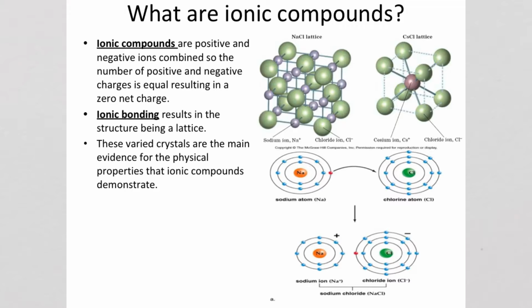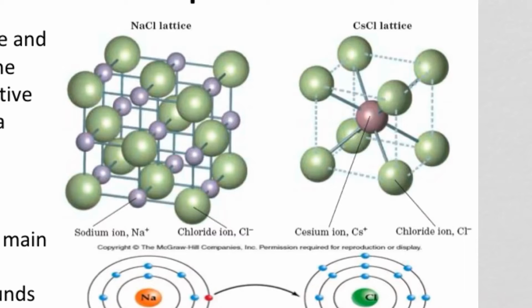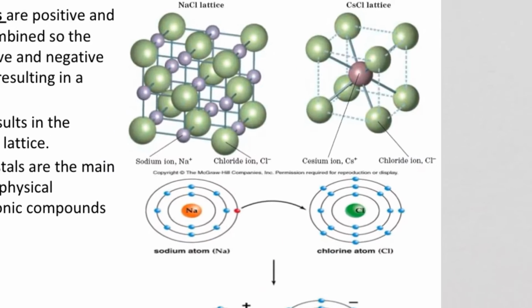They make these big structures, these lattices that you see over here. These lattices are bigger structures, so they're never isolated by themselves. Sodium chloride builds this lattice with 6 chlorines around each sodium and 6 sodiums around each chlorine. They are never isolated by themselves. Cesium chloride actually has 8 chlorides around each cesium. They come in different sizes and different crystal shapes, which we'll see a little bit later. These very crystals are the main evidence for the physical properties that ionic compounds demonstrate.